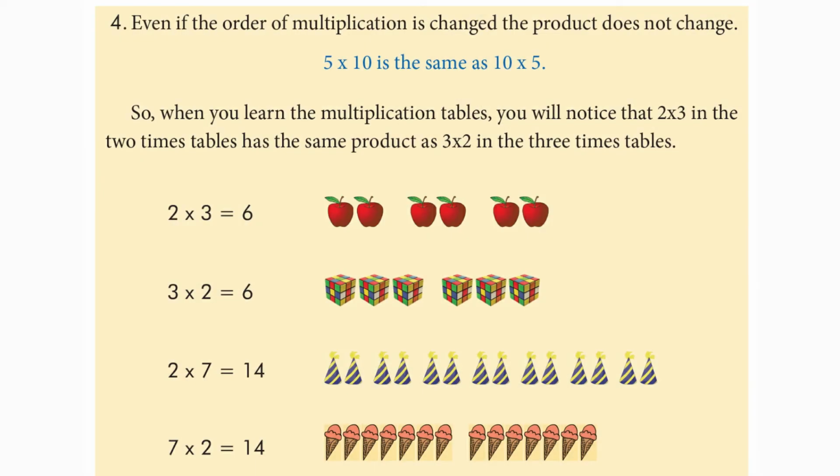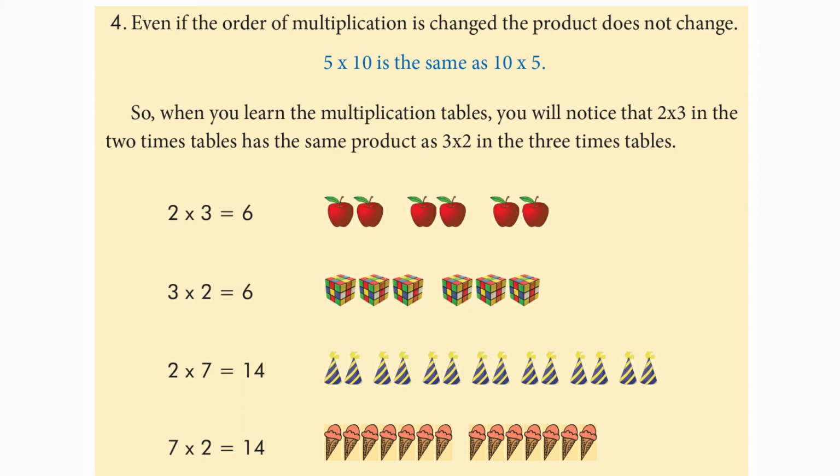Fourth interesting fact, even if the order of multiplication is changed, the product, what is the product? Remember, we learnt in page number 64, the product is the answer that we get when we multiply two numbers. So the product does not change. Did you see? 5 into 10 is the same as 10 into 5.